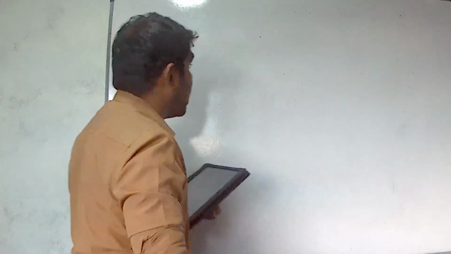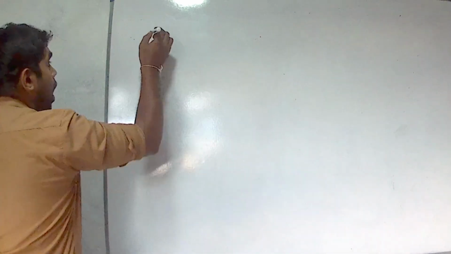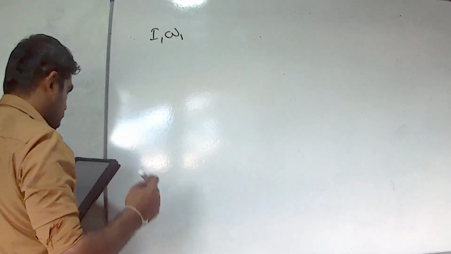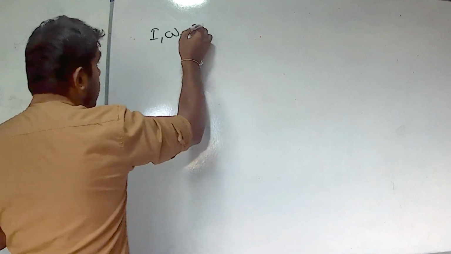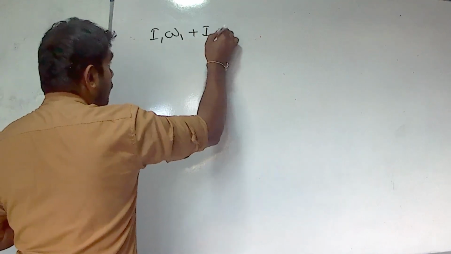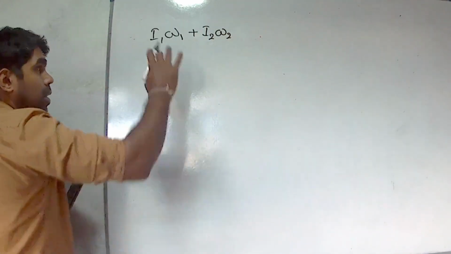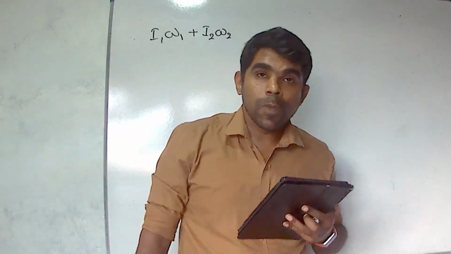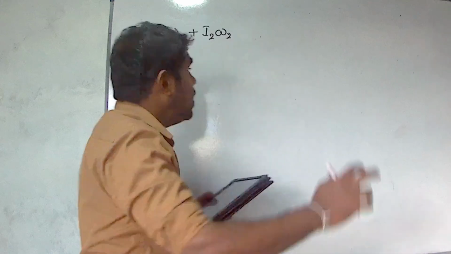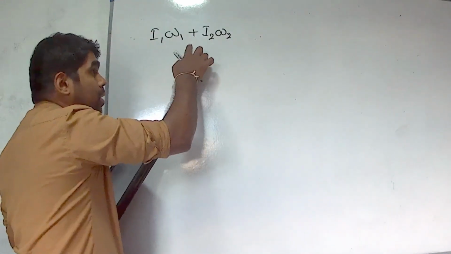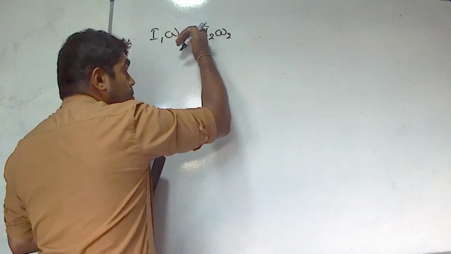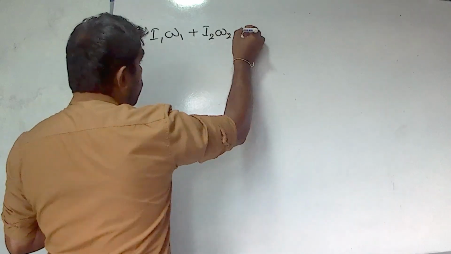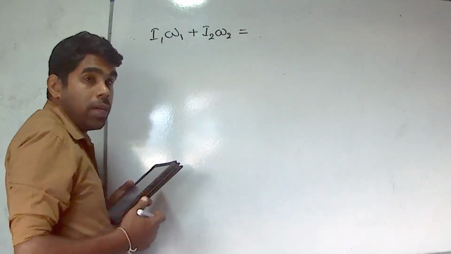Therefore, we have to add angular momentum. I1 omega 1 is the angular momentum of A. Then I2 omega 2 is the angular momentum of B. This is the sum of angular momentum before the collision. We have to add because the angular velocities are in the same direction. Then it should be equal to the final angular momentum.